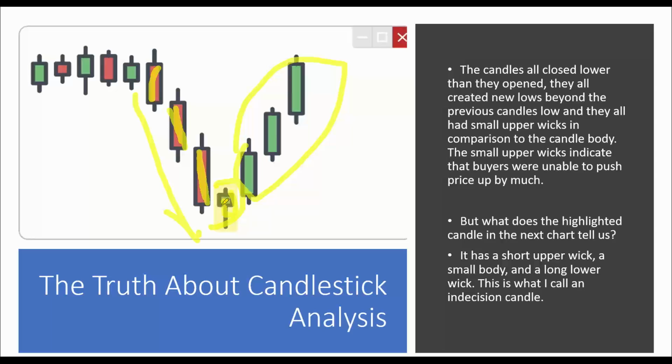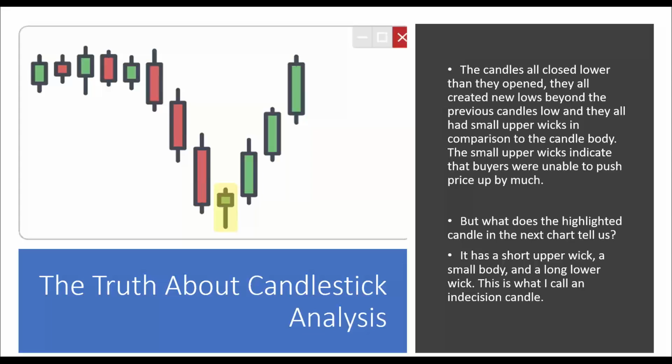It has a short upper wick, a small body, and a long lower wick. This is what we can call an indecision candle. Now, we get indecision candles all the time. Okay? It's not some revelation that never happens, and when it happens, some miracle is going to go on in the world. Nah. Indecision candles happen all the time.